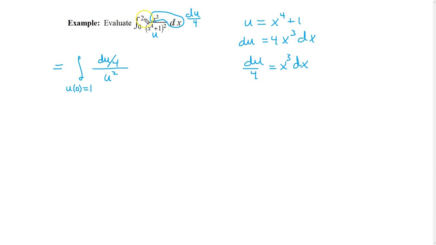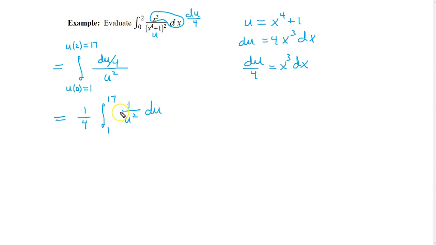And in our upper limit, when x is 2, u is going to be 2 to the 4th, that's 16, plus 1, so that's going to be 17. So in our upper limit, we get u of 2 equals 17. You must remember to change your limits of integration when you do substitution. And this will simplify as, now we're going to move that 1/4 outside, so we're going to write this as 1/4 times the definite integral from 1 to 17 of 1 over u squared du.